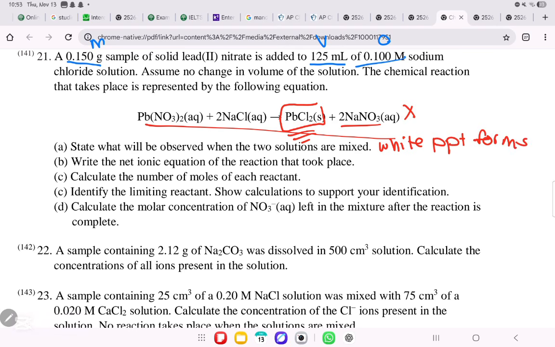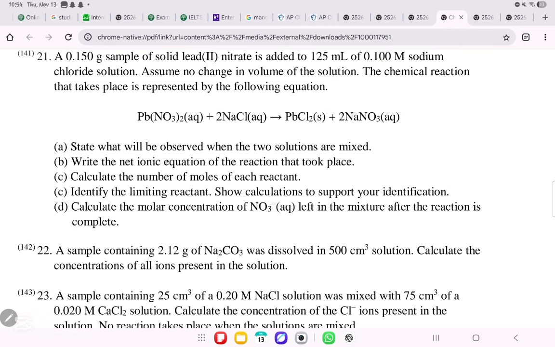Write the net ionic equation of the reaction that took place. What did we say? Whenever we're writing the net ionic equation, we don't take into consideration the aqueous ions. That means we're not going to take into consideration the Na, and we're not going to take into consideration the NO3 too. Now, this only works because they're both aqueous, but if they were solid, liquid, or gas, not aqueous, you could not separate them into their ions like that. So the net ionic equation of the reaction that took place will be Pb2+ in addition to 2Cl- would give me PbCl2 solid. And don't forget that this is aqueous, and this is also aqueous.